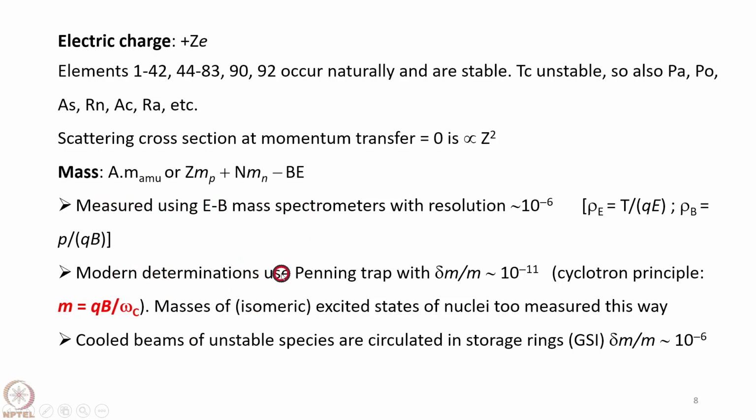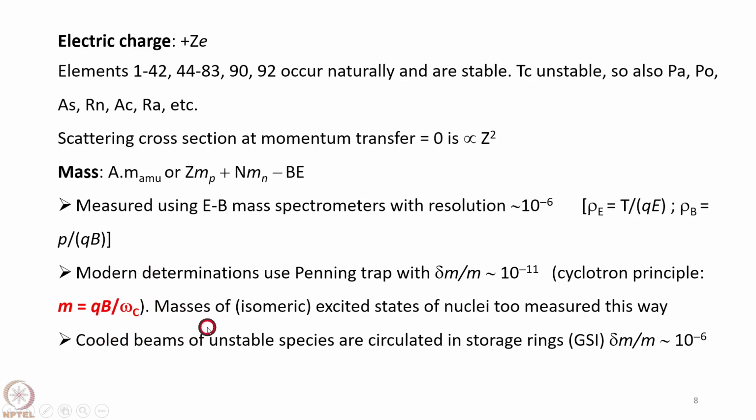They actually use Penning traps or Paul traps, and these have a much better mass resolution. For stable ions, for instance, this is of the order of 10 to the minus 11. So you can even measure the energy differences between isomeric states of the order of tens of keV away from the ground state. The principle in a Penning trap is the cyclotron principle. If you have a magnetic field, then the mass is given by the charge times the magnetic field magnitude divided by the cyclotron angular frequency.